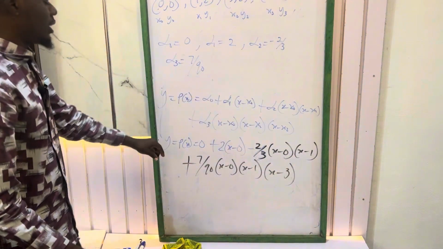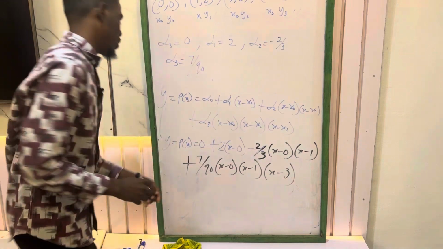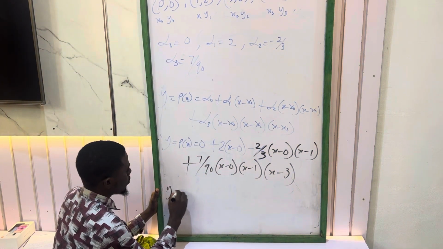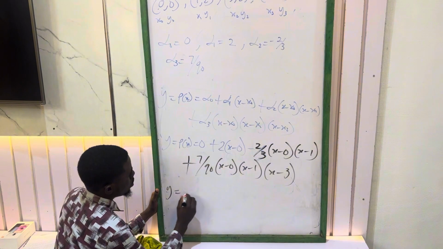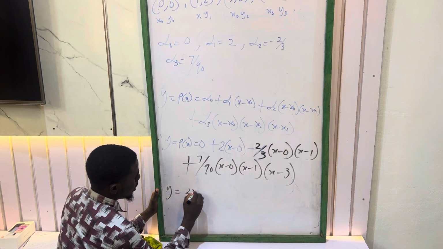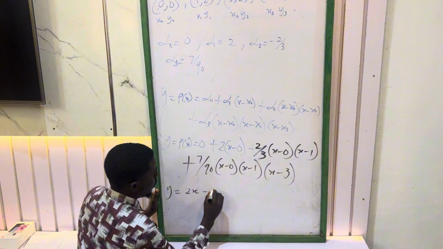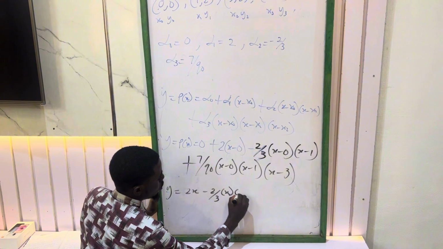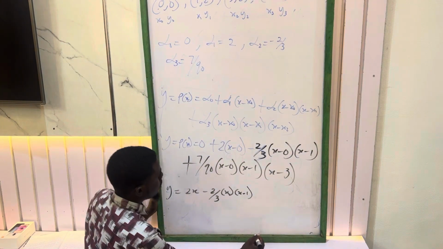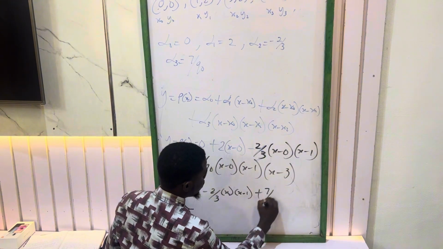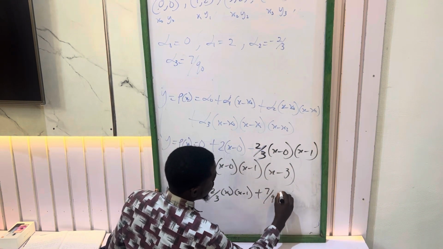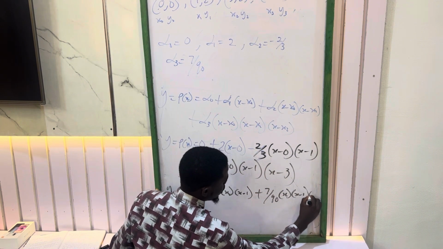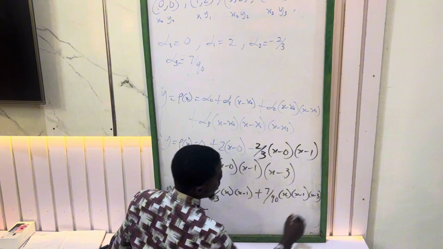We can actually just say that this is the equation, but we can simplify it further. On simplifying, we get y = 2x - (2/3)x(x - 1) + (7/90)x(x - 1)(x - 3).